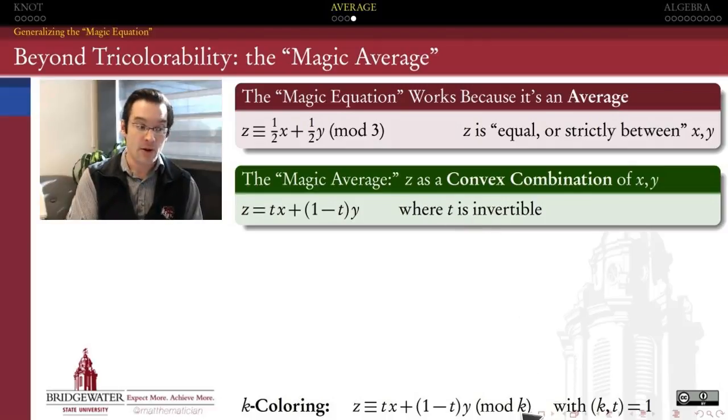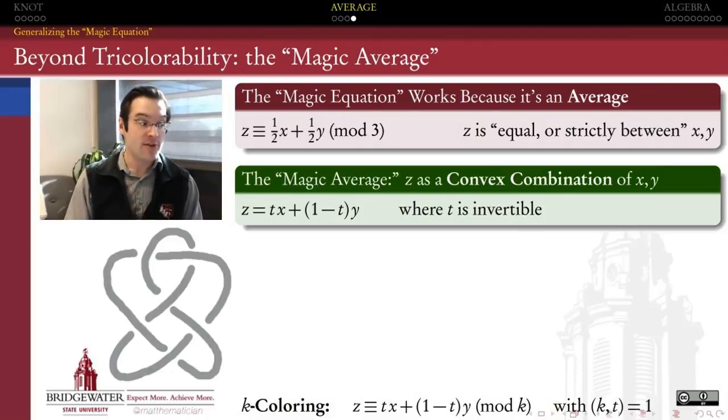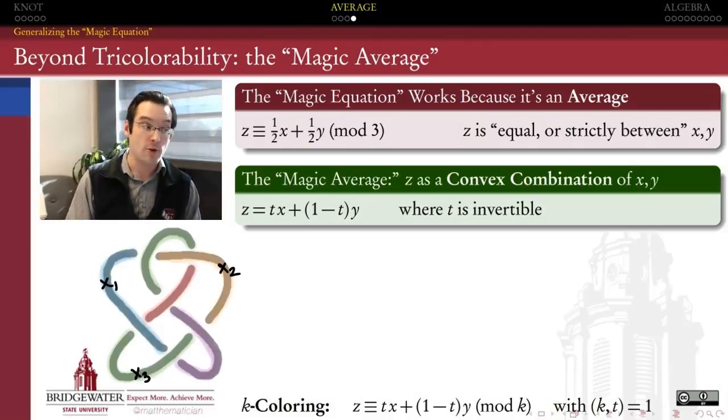And t is invertible in the integers mod k if and only if k and t are coprime to one another. So if I want to detect whether or not a knot is k-colorable, what I should do is set up this magic average for some choice of invertible value of t. As long as t and k are coprime, I can set this magic average up at every crossing of my knot, and then do the same kind of linear algebra that we did for 3-colorability a minute ago.